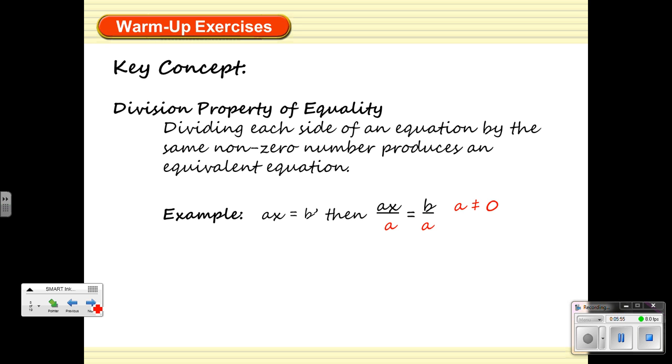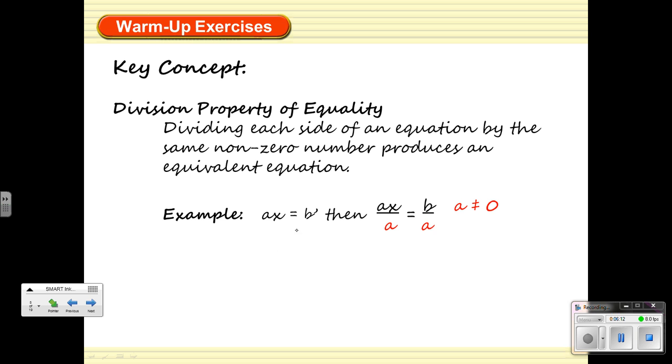Dividing each side of an equation by the same non-zero number produces an equivalent equation. So if a times x equals b, then a times x divided by a would also equal b divided by a, as long as a is not 0, because we cannot have 0 in a denominator.